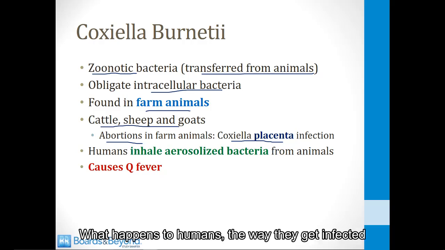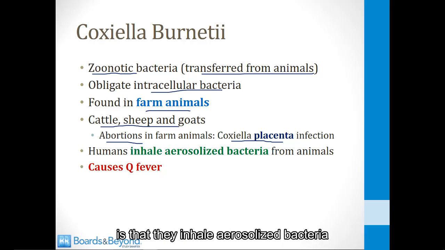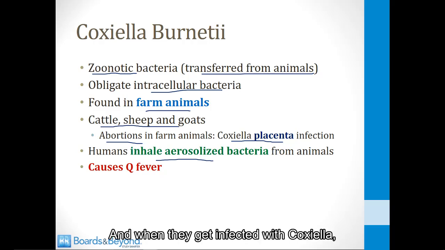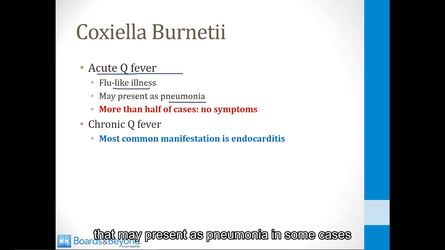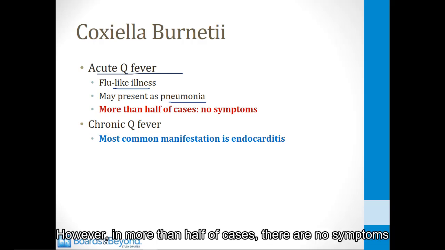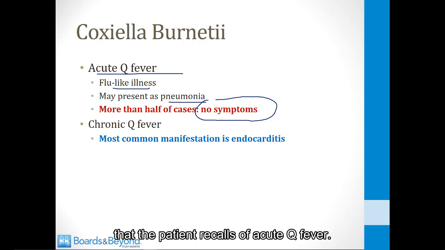What happens to humans, the way they get infected, is that they inhale aerosolized bacteria if they're exposed to infected animals. And when they get infected with Coxiella, the infection is called Q fever. Acute Q fever is a flu-like illness that may present as pneumonia in some cases with coughing and even infiltrates on chest x-ray. However, in more than half of cases, there are no symptoms that the patient recalls of acute Q fever.